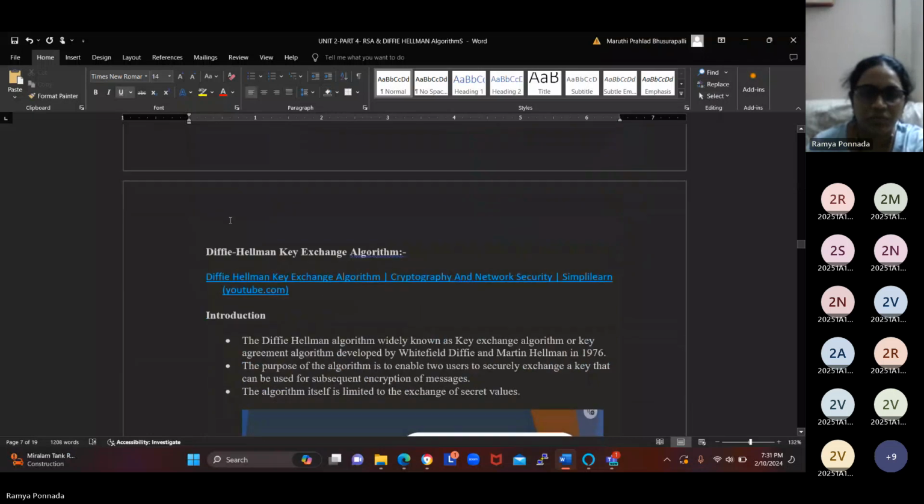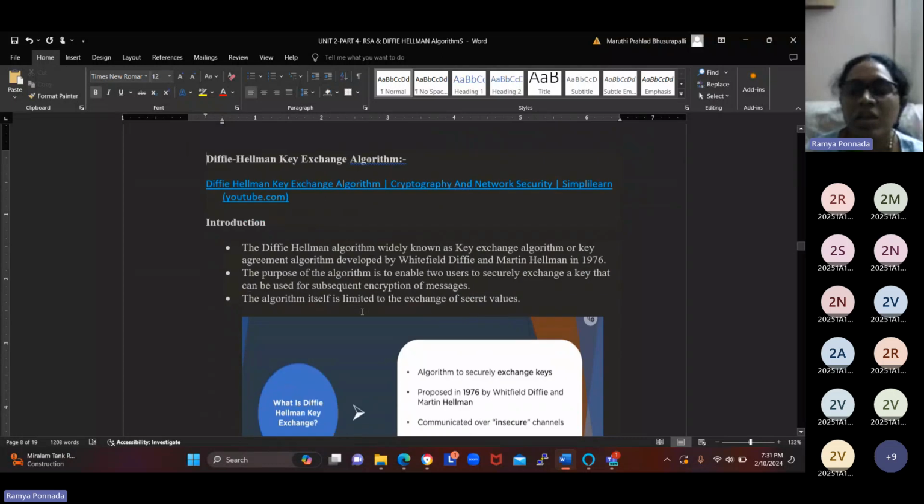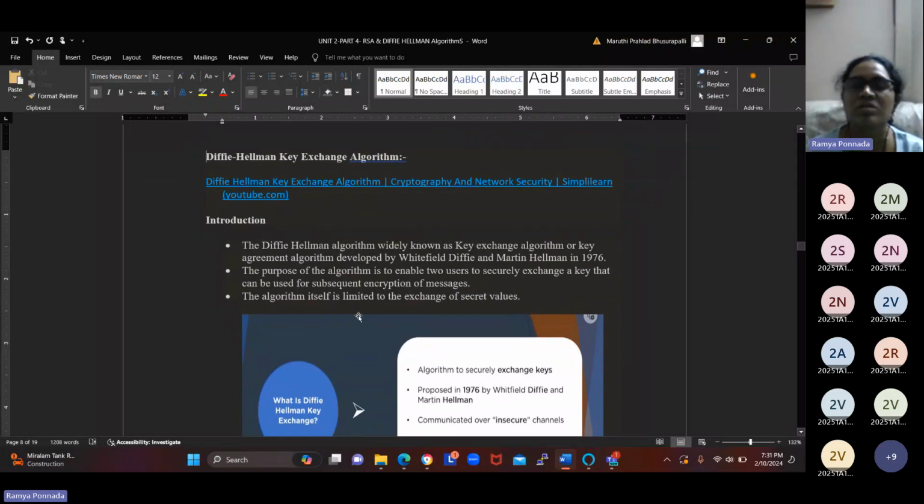The next algorithm is the Diffie-Hellman key exchange algorithm. This Diffie-Hellman key exchange algorithm was developed by Whitfield Diffie and Martin Hellman in the year 1976. What is the purpose of this algorithm? They want to securely exchange a key.